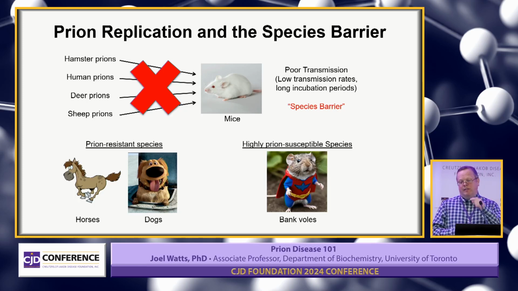Whereas at the other end of the spectrum, you have the bank vole. Bank voles are susceptible to prions from every species without much of a species barrier effect. All because, again, they have a lucky, or for the bank vole, unlucky, combination of specific amino acids that make it very prone to adopting the misfolded version. And so I've always thought, because I work on bank voles, that the bank vole is really the superhero of the prion disease field.